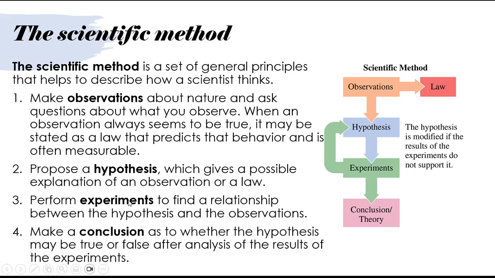Once we understand that, we can control things, right? We can develop technology based on those results. So after our experiment, we then observe the results and hopefully make a conclusion as to whether the hypothesis may be true or false after analysis of those experiments. Okay, if we go through this cycle over and over again enough and it's always upheld, then all of a sudden our hypothesis does become a law, right? But our hypothesis should be modified if the results of the experiment do not support it, right? You can't just keep trying to force the results to be what they are. You have to modify your way of thinking about that observation by modifying your hypothesis.